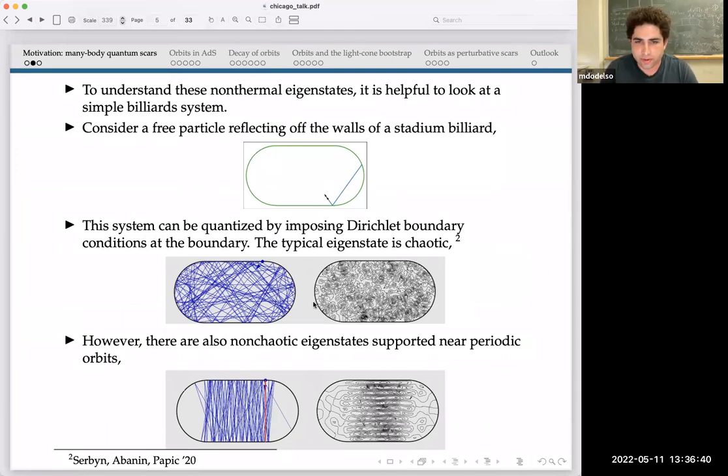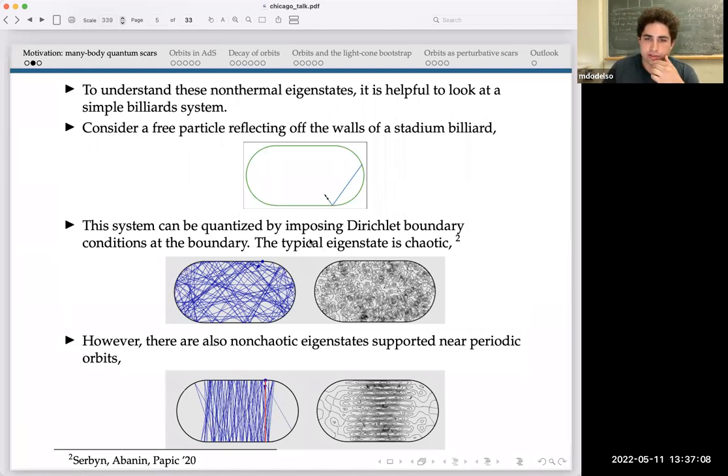So this is called the stadium billiard. It's shaped like a stadium, and we consider a particle bouncing around, and it just reflects off the walls. So most orbits in this system are chaotic, and they explore all the phase space, but there are very special orbits that just bounce up and down against the top and the bottom walls.